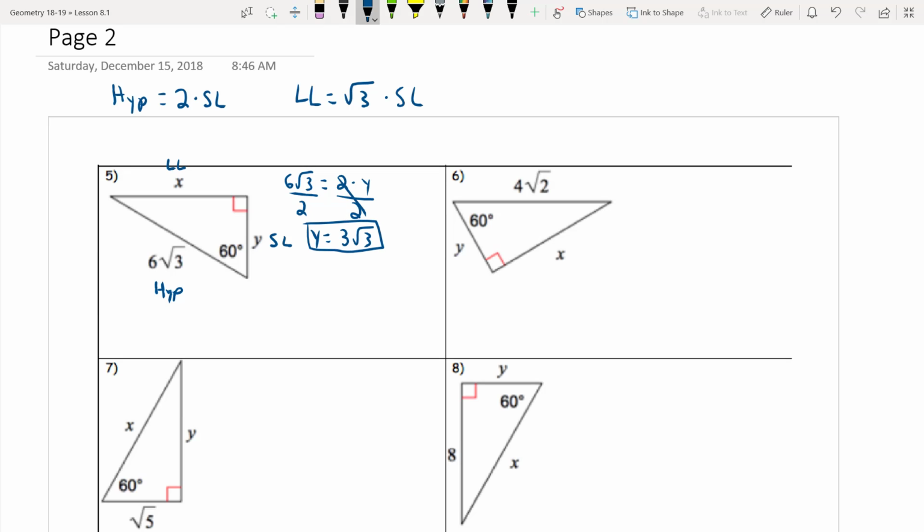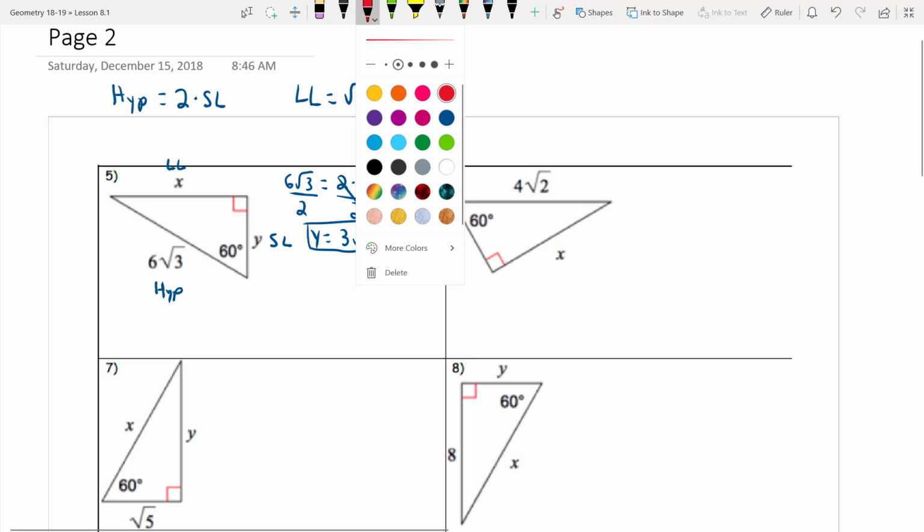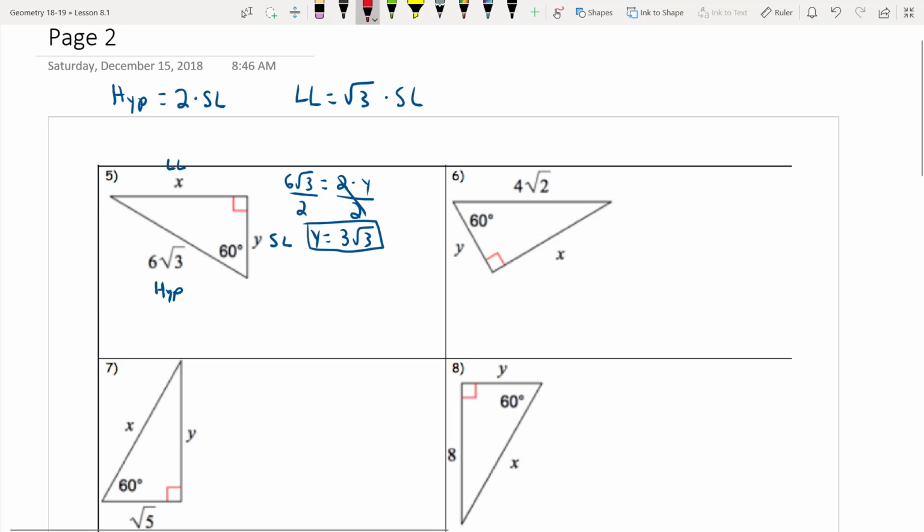Now, to find x, my long leg, we use the second formula. I'll change colors here so we have a different look. So in my second formula, my long leg is x, and that equals square root of 3 times my short leg, which we said was 3 radical 3.